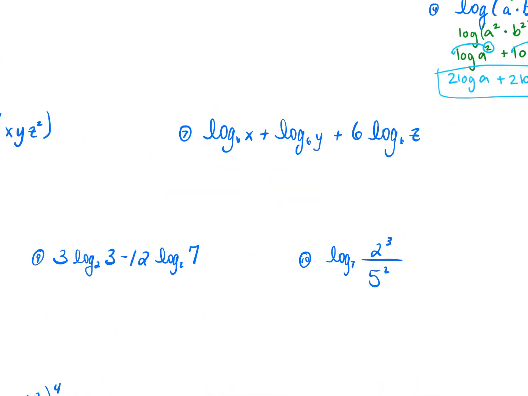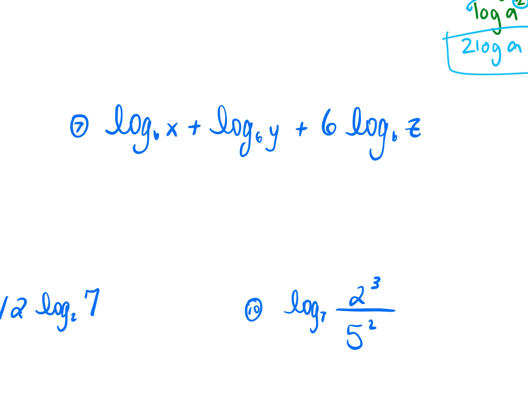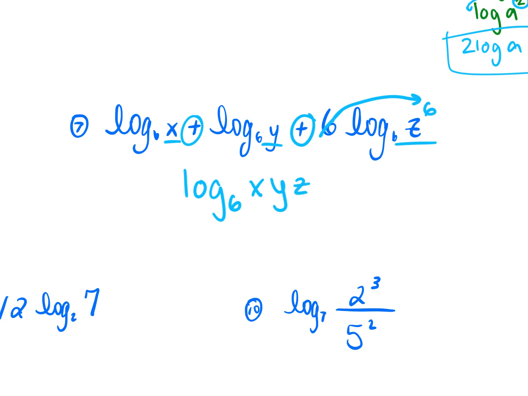Right, number 7, we have multiple logs, so we need to condense it down to 1. So when I'm adding, what goes with addition? Multiplying. So move any coefficients that I have up above the term that they're attached to, so it becomes 6z to the 6th power, and then we combine all of our logs with multiplying. So it condenses down just to a single log, so log base 6 stays the same, and then I multiply everything that I'm taking the log of because we're adding it all together. So x times y times z to the 6th power.